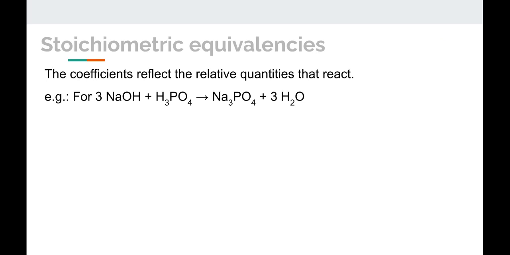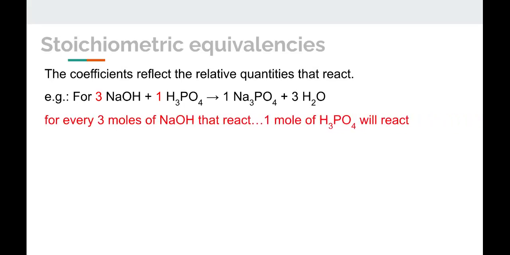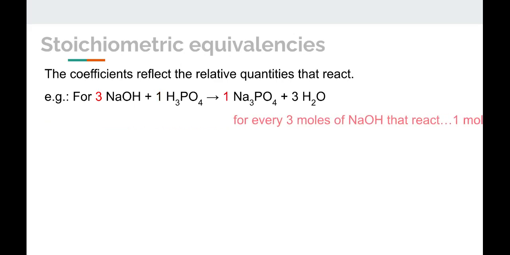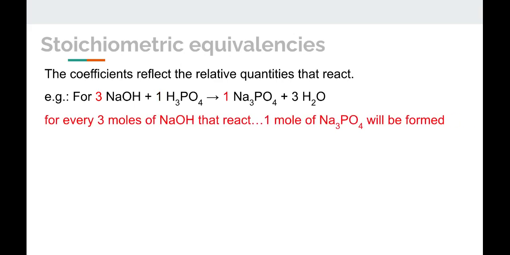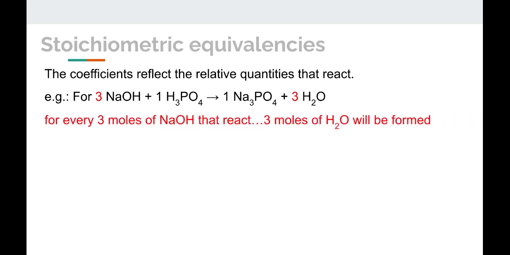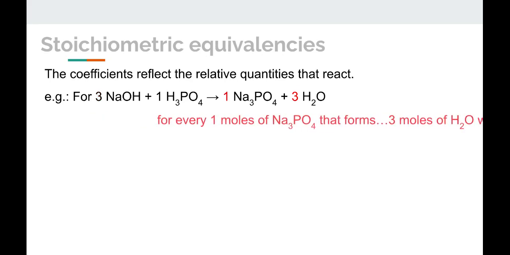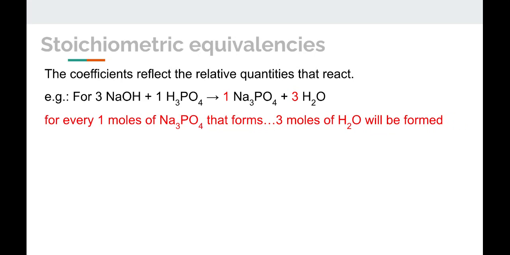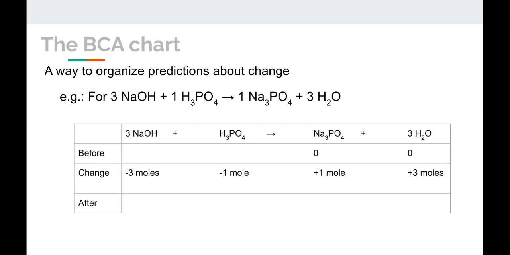The coefficients in a balanced chemical equation reflect the relative quantities that react as a reaction takes place. So for example, 3 moles of sodium hydroxide, NaOH, will react with 1 mole of H3PO4, phosphoric acid. Or for every 3 moles of NaOH that react, you're going to produce 1 mole of Na3PO4, sodium phosphate. Or for every 3 moles of NaOH that react, 3 moles of water will be formed. Or for every 1 mole of sodium phosphate that will form, 3 moles of water will be formed. So you can compare any quantities in a chemical reaction.